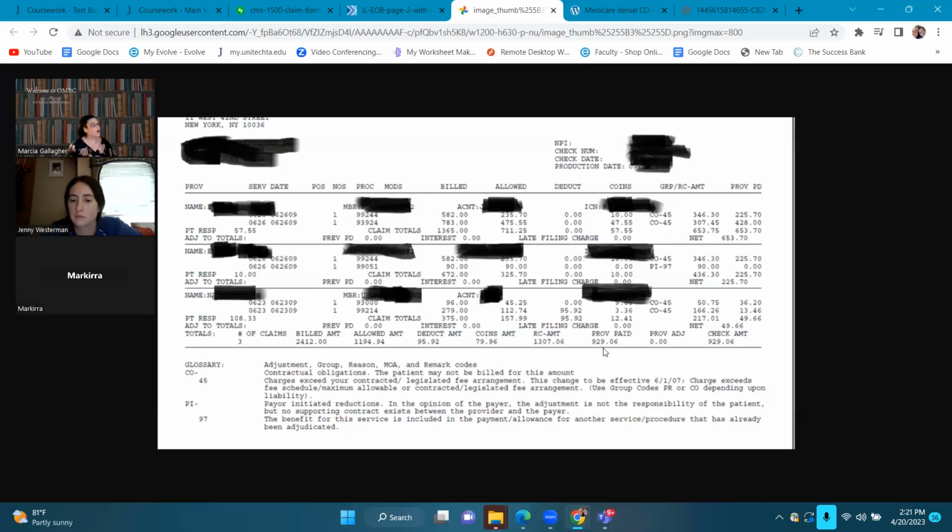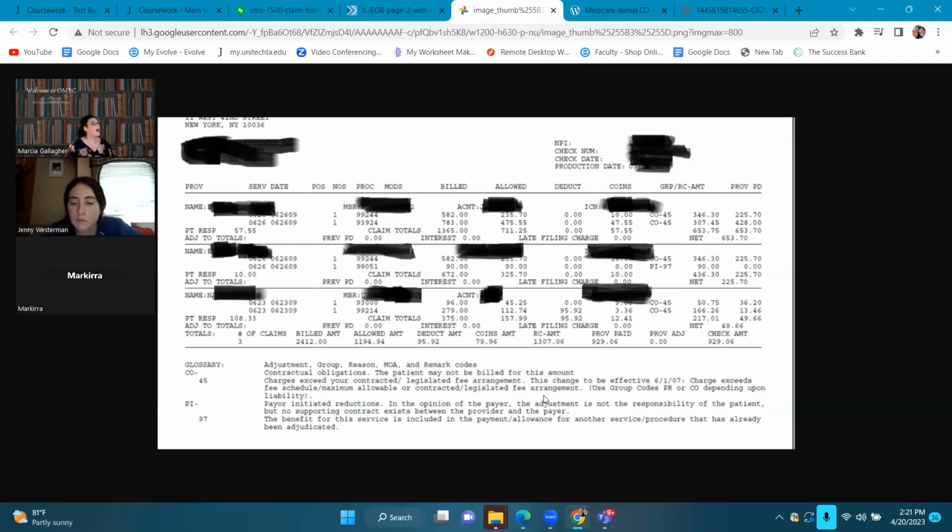Every denial comes with a key or a glossary. See at the bottom of the page down here where it says glossary? CO means contractual obligation. The patient may not be billed for this amount. So it's CO and 45. Charge exceeds your contracted legislated fee arrangement. This charge to be effective 6/1/07. Charge exceeds the fee schedule maximum allowable or contracted legislated fee arrangement.